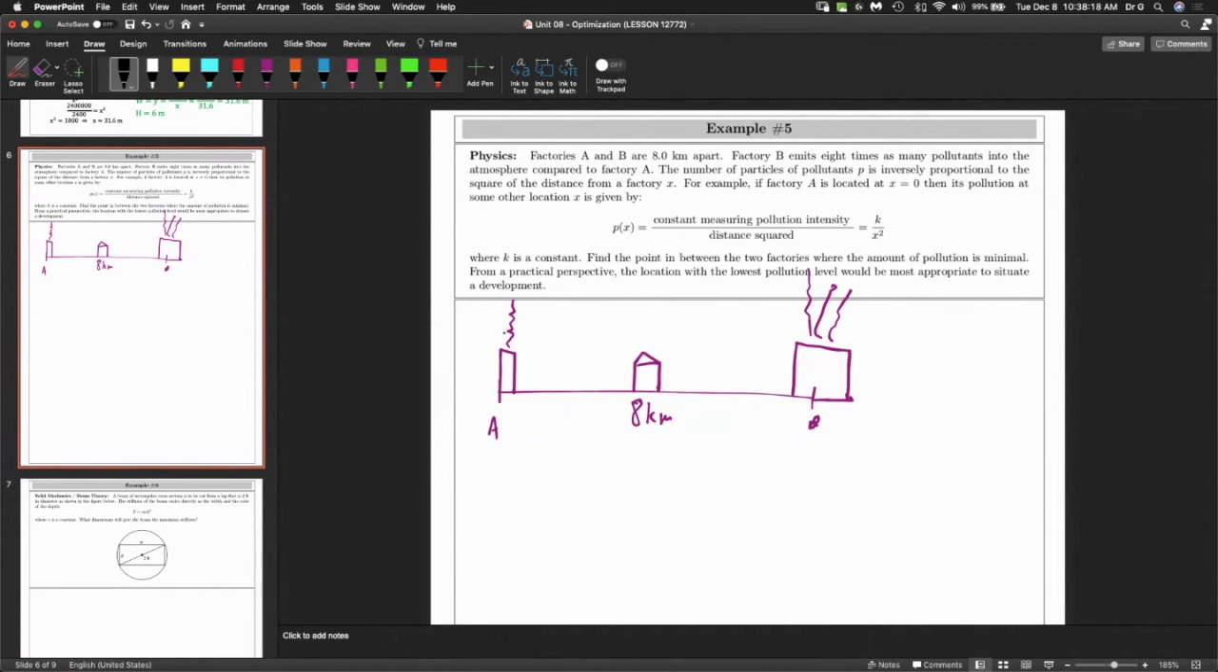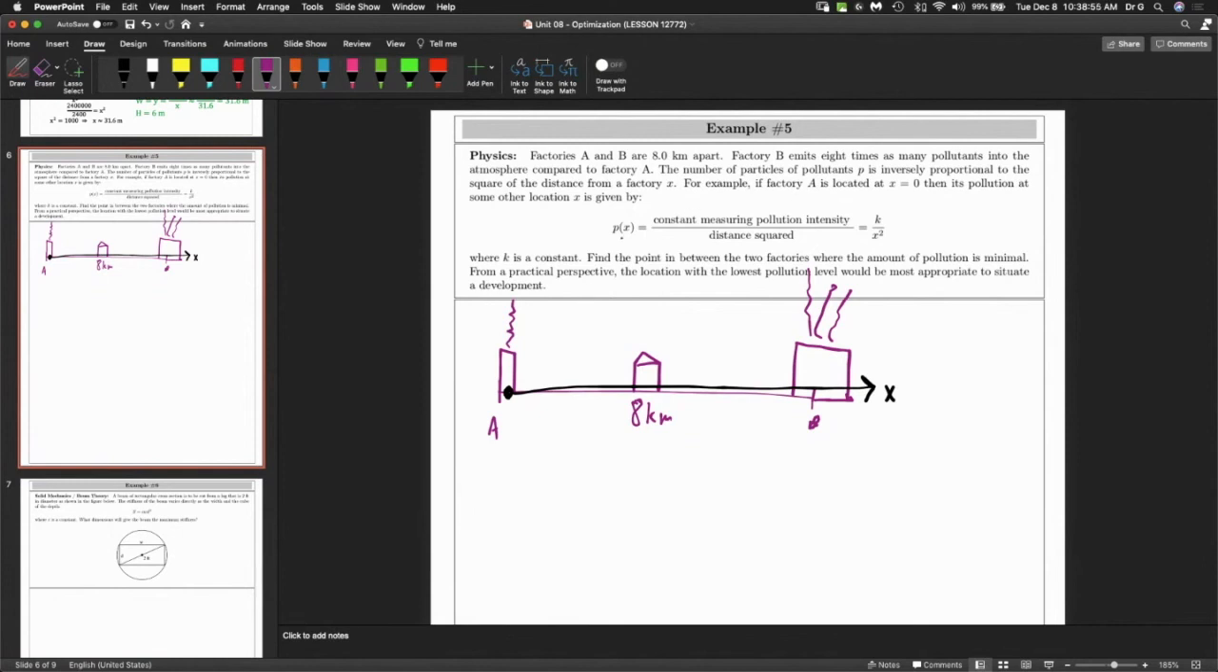So what I'm going to do is put an axis here. I'm going to put just an origin here, and then I'll do this, okay? So that's my x-axis. And then what we need to do is figure out what the total amount of pollution is for each factory. So if I go here and I plot, I can create a function for the pollution of factory A and factory B, and I can see what the total pollution is as a function of x.